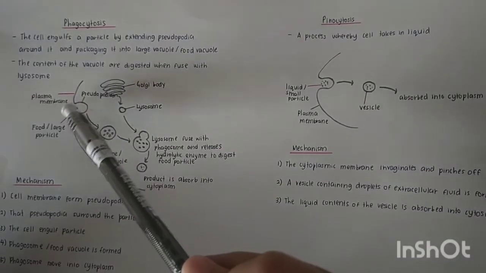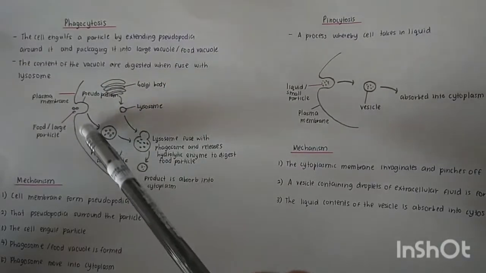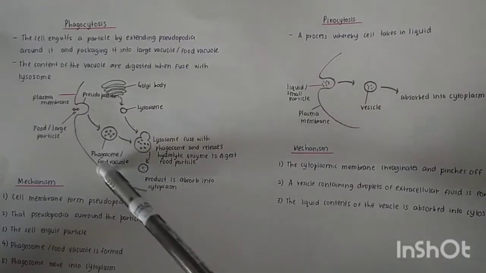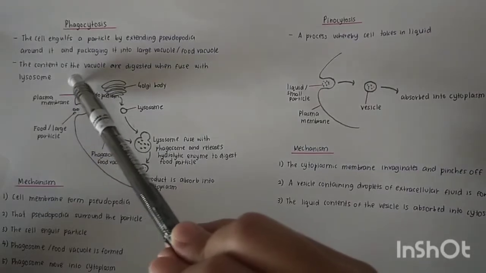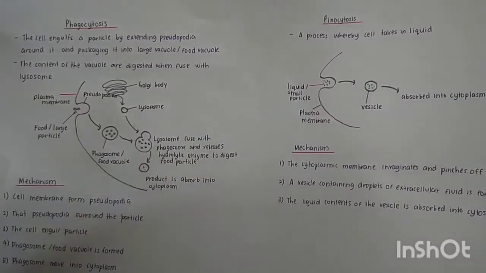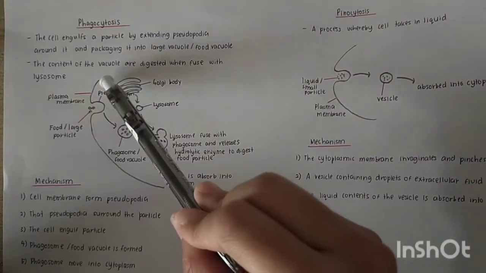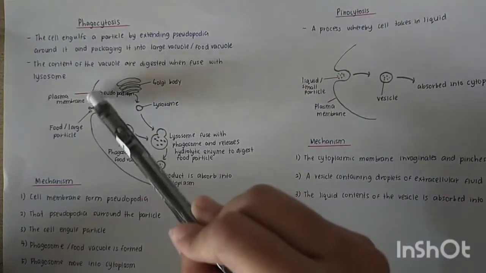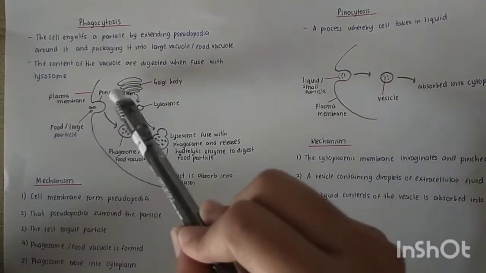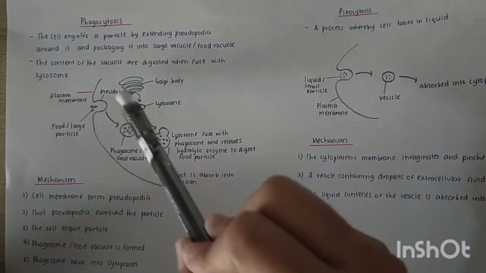So once the particle is already engulfed by the membrane which forms a pseudopodia, the particle will be packaged into a large vacuole, or we call this the food vacuole or phagosome. And then the content of the vacuole is digested when fused with the lysosome. Okay, so now we look at the mechanism. So how do we explain the process of phagocytosis? First, the cell membrane. So this is the cell membrane. It will form pseudopodia first like this. And then the pseudopodia will surround the particle. Dia akan mengelilingi particle tu, the large particle. And then the cell will engulf.